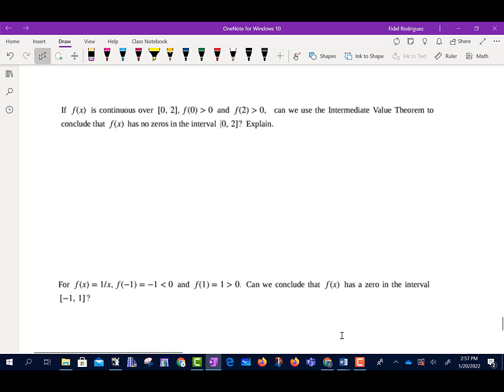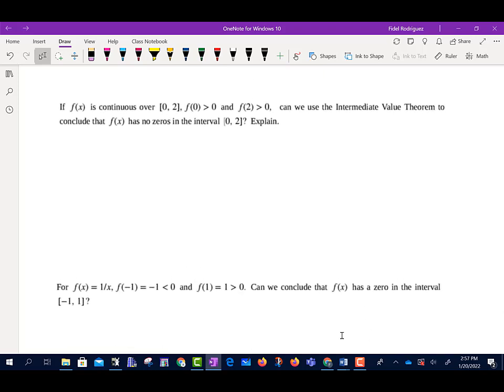Now, let's take a look at this next one. It says f of x is continuous over the interval from 0 to 2. F of 0 is greater than 0. So what does that mean? It just tells me that f of 0 is positive. F of 2 is also positive. Can we use the intermediate value theorem to conclude that f of x has no zeros in the interval between 0 and 2? Explain. Okay, so look, I'm going to do this.